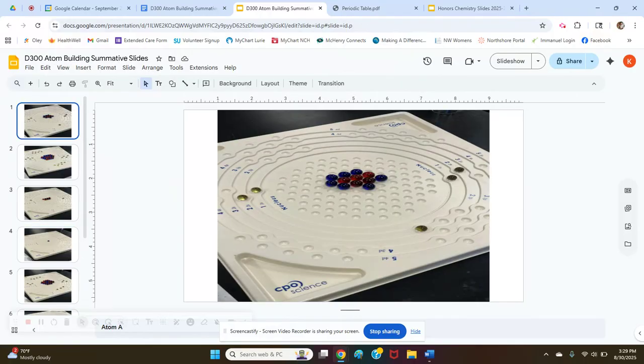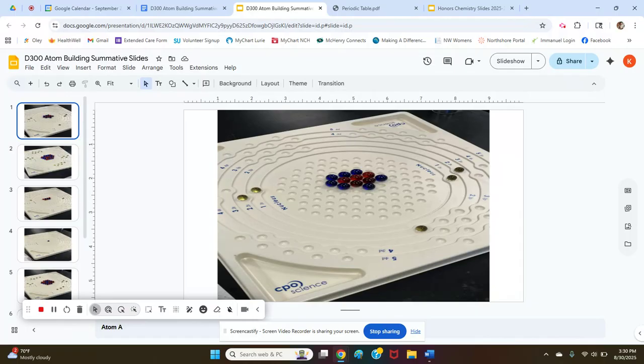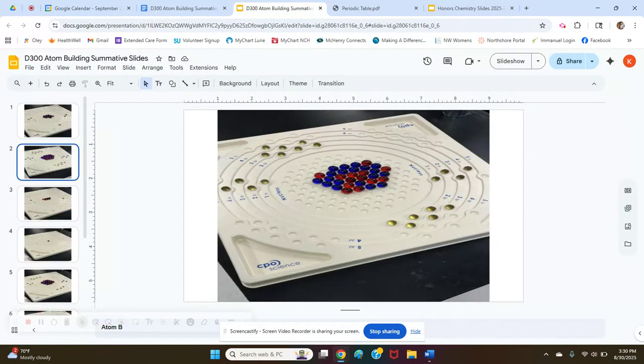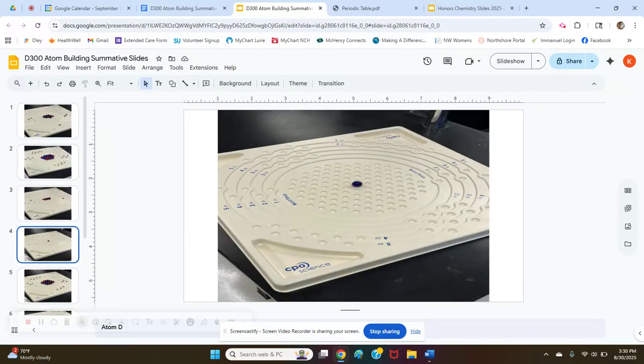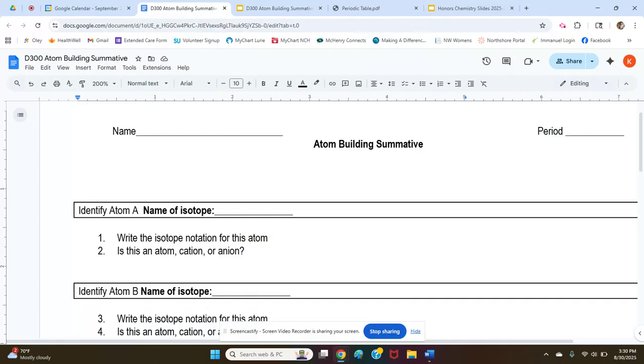As you look at it, you'll notice in the text box down below that it will say what atom you're looking at. So for instance, this one is atom A, all right? And then if I go here, this is atom B and atom C and atom D and so on. I'll do one of them with you. You should have received this paper from the substitute. Let's do atom A together.